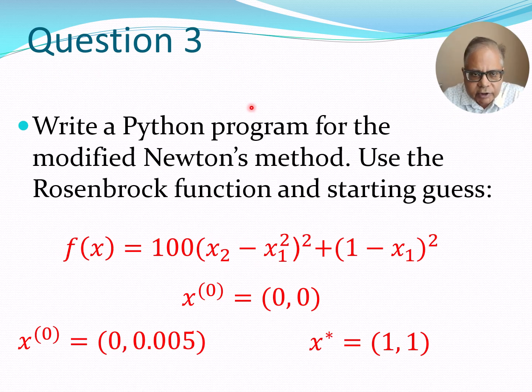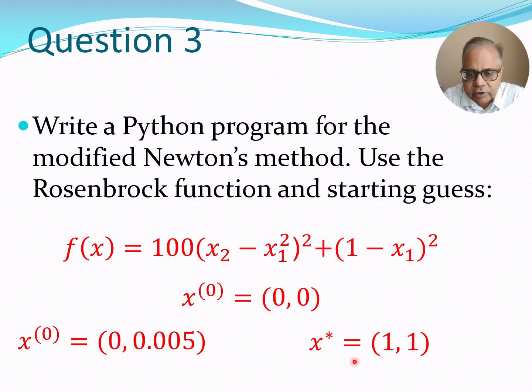So that brings us to question 3, and this is to write a Python program for the modified Newton method, which we did previously. And now we are going to use the Rosenbrock function, and we are going to use two starting guesses here. One is going to be 0, 0, and the second is going to be 0, 0.005. So the first guess is going to be something in which the Hessian remains positive definite at all points. But the second one I have structured such that there is a situation where the Hessian is not positive definite and it may not lead to a non-singular matrix. So let's try to do this problem.